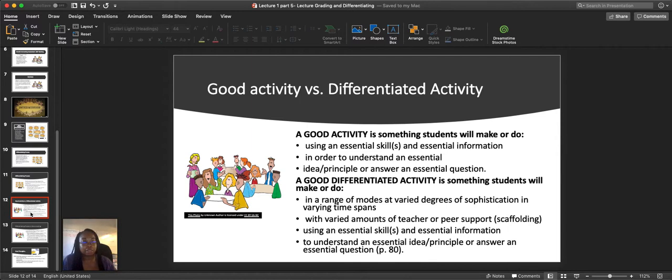So what does a good activity look like? It does use essential skills and essential information in order to understand an essential idea, principle, or answer an essential question.